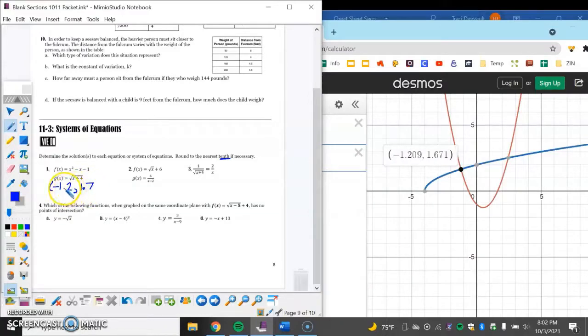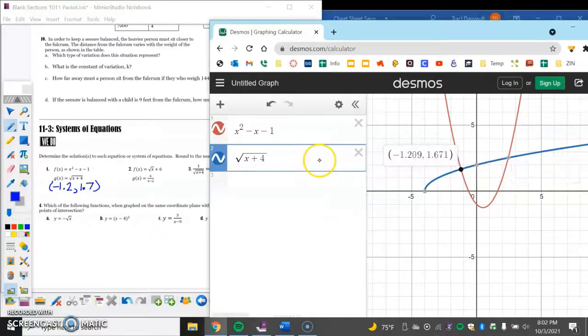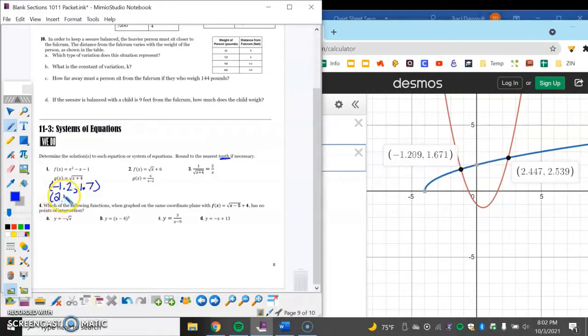So when it says to find the solutions to a system, it's going to be an ordered pair where they intersect. See if you can find the other solution. The other solution right here, if we round correctly, would be 2.4 is the x-coordinate and 2.5 is the y-coordinate.